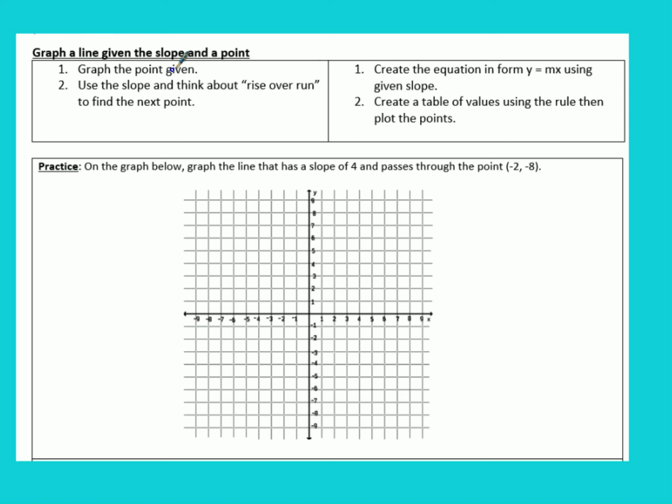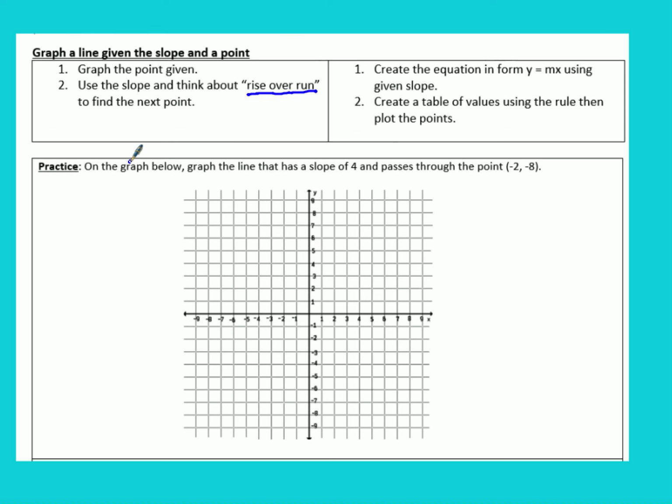So you can graph the point that's given and then use slope and think about it in that form that we've been saying, rise over run, in order to find the next point that you could graph to make the whole line. Or you could create the equation in the form y equals mx because they give you the slope, and then you can create a table of values by plugging in x values to figure out y, and then plot those points. So in this first example, I'm going to use the first method.